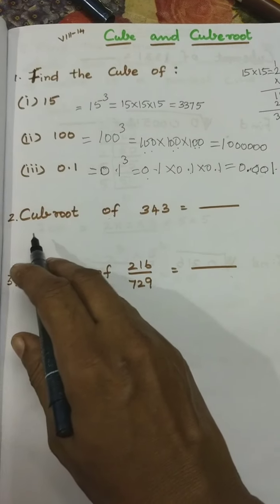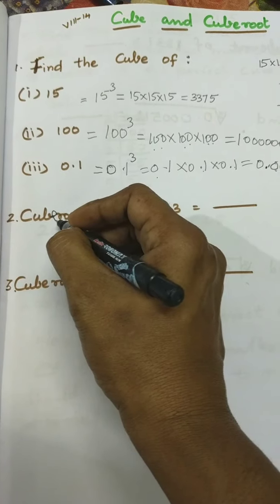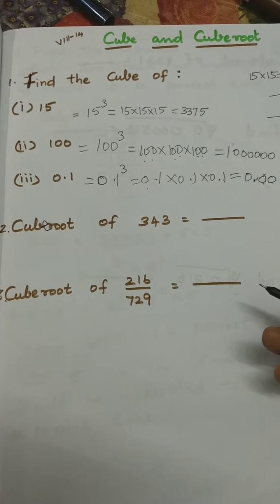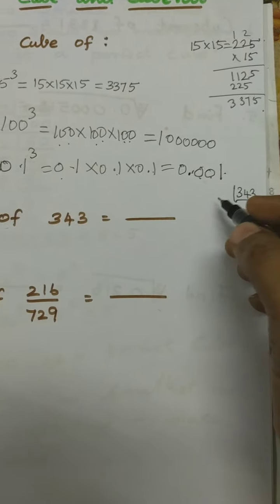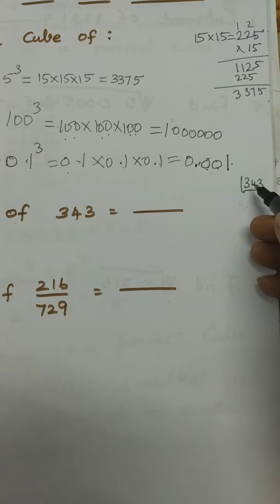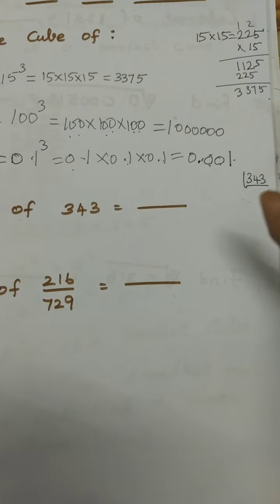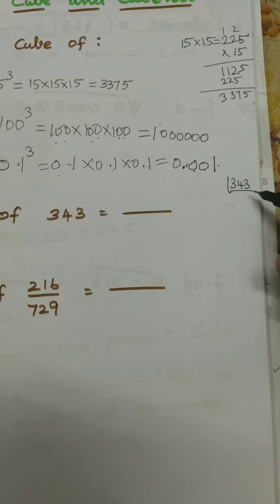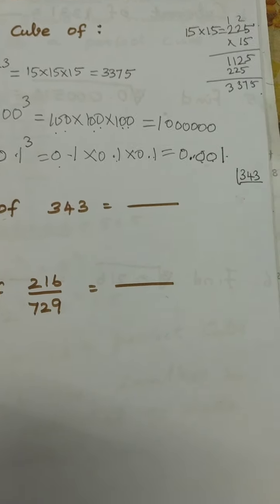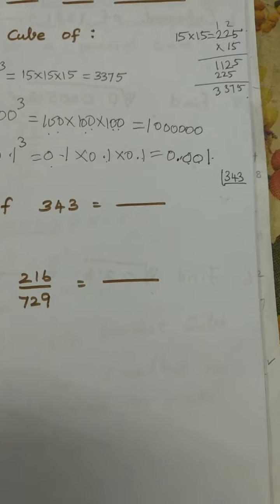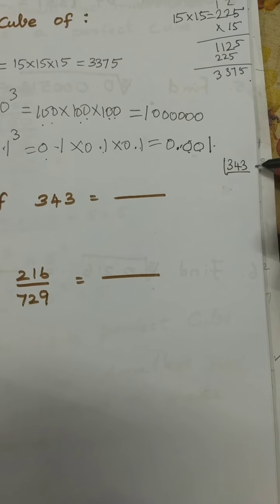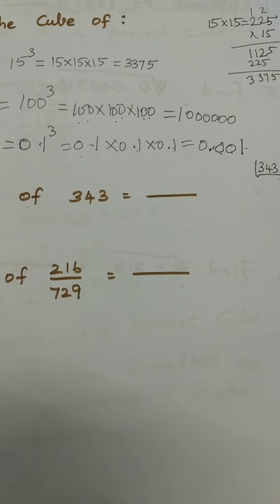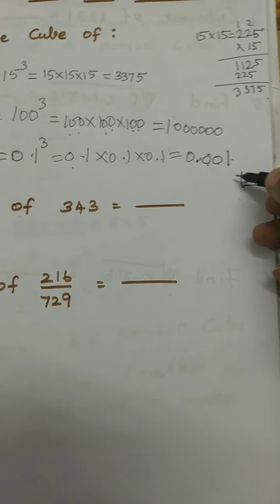Now the cube root of 343. 343 will divide by which number? We'll see. 343: 3 plus 4 is 7, 7 plus 3 is 10, so it won't divide by 3. The last digit is not an even number, so it won't divide by 2. Next, we shall see 5. The units place is 3, so it won't divide by 5. Yes, we shall see 7.